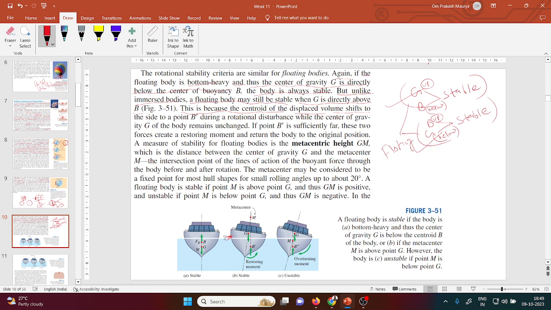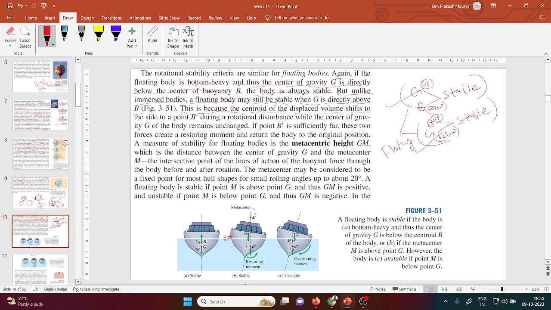Then what will happen? You know the buoyancy point, that is point B, depends on the volume of the body. So definitely if your volume changes, your point B will change. It is written here: this is because the centroid of the displaced volume shifts to a point B dash during the rotation disturbance, while the center of gravity G of the body remains unchanged.